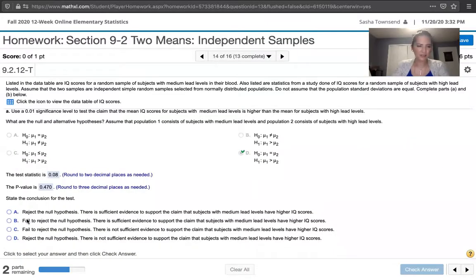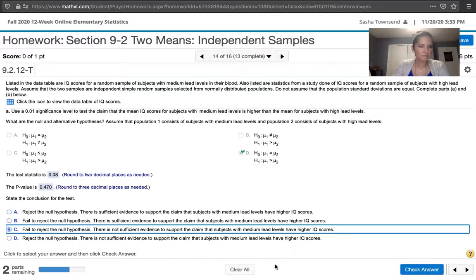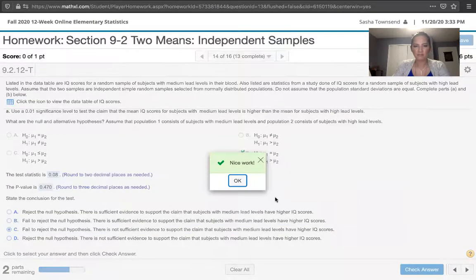So we are failing to reject the null hypothesis. And we're saying there's not sufficient evidence to support the claim. Okay, great.